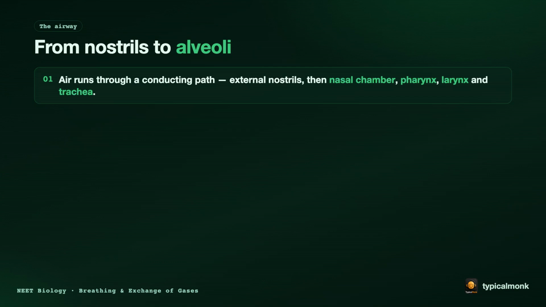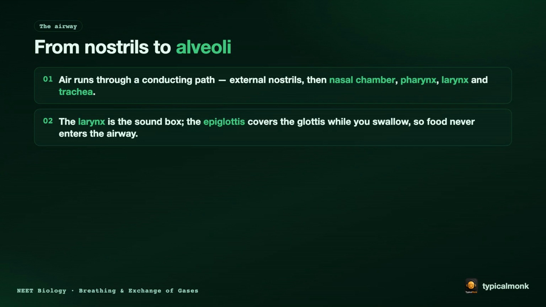First, let us follow the path of air. Air runs through a conducting path, external nostrils, then the nasal chamber, pharynx, larynx, and trachea. The larynx is the sound box. While you swallow, the epiglottis covers the glottis, so food never enters the airway.